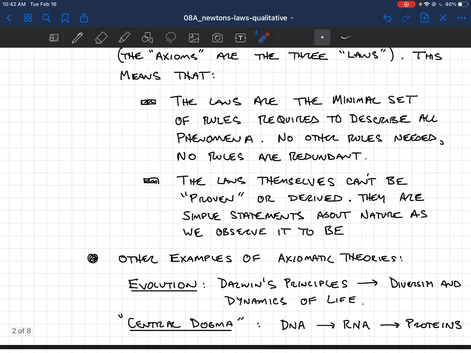Maybe it's helpful to think about a couple other axiomatic theories that you might be more familiar with. One is evolution, Darwin's theory. What are the axioms there? Well, there are a few simple rules that lead to everything that we know about life. This is not my field, but every organism has some traits. Maybe that trait is like an opposable thumb. These traits can then be passed on to their descendants, to their children, through the process of reproduction.